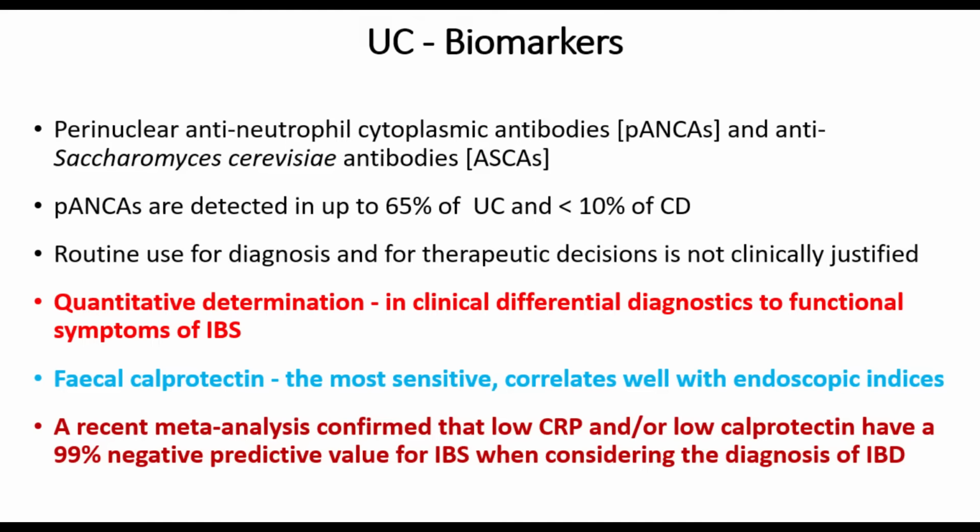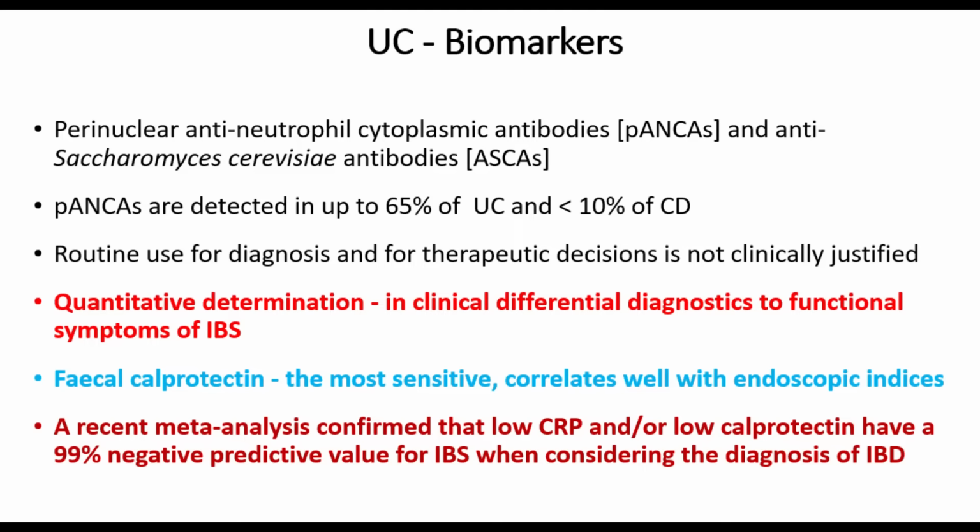The quantitative determination is useful in clinical differential diagnosis from functional symptoms of IBS. So, in case of irritable bowel syndrome, the quantitative determination may be helpful to differentiate, and they will be raised in case of IBD and not in case of IBS. The fecal calprotectin is the most sensitive and correlates well with the endoscopic indices. A recent meta-analysis confirmed that low CRP and low calprotectin have a 99% negative predictive value for IBS when considering the diagnosis of IBD.